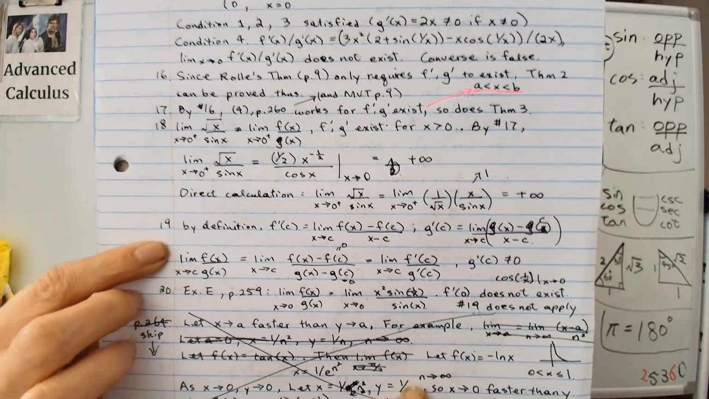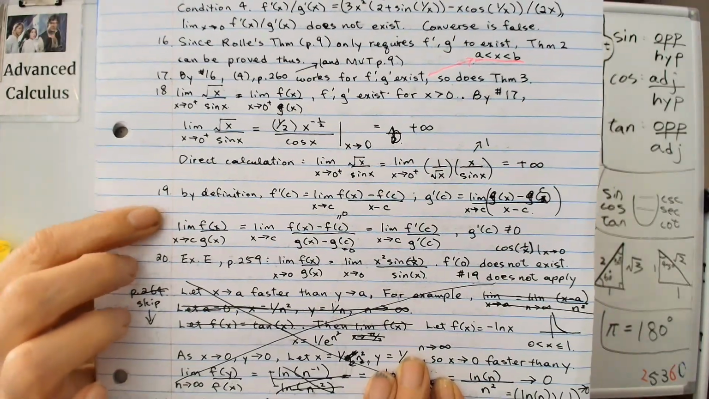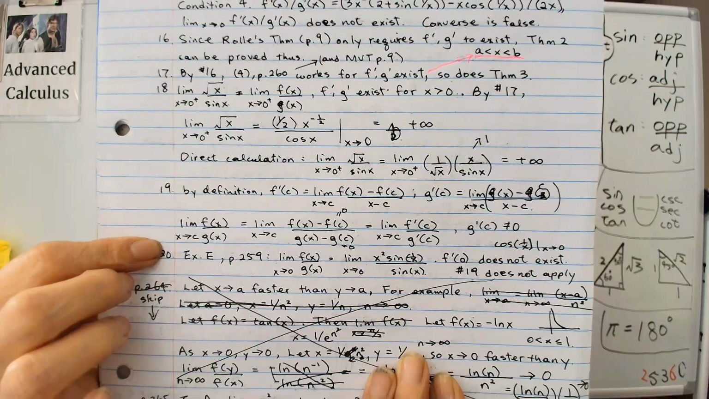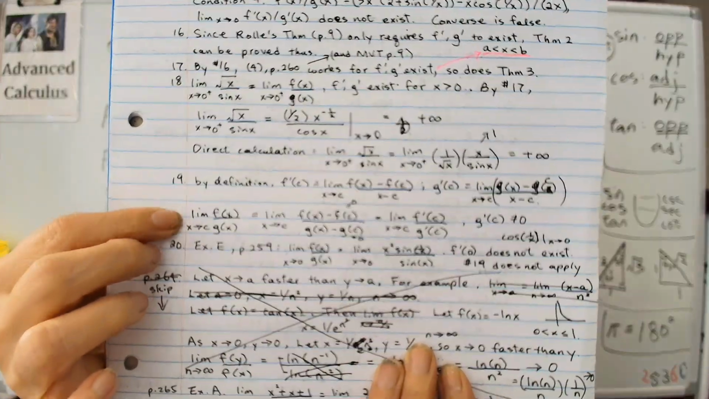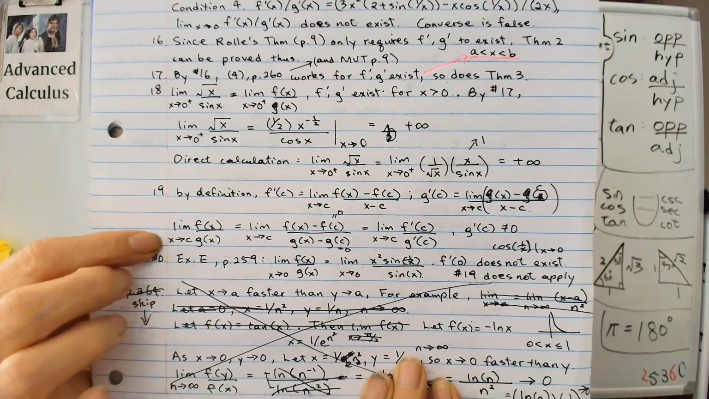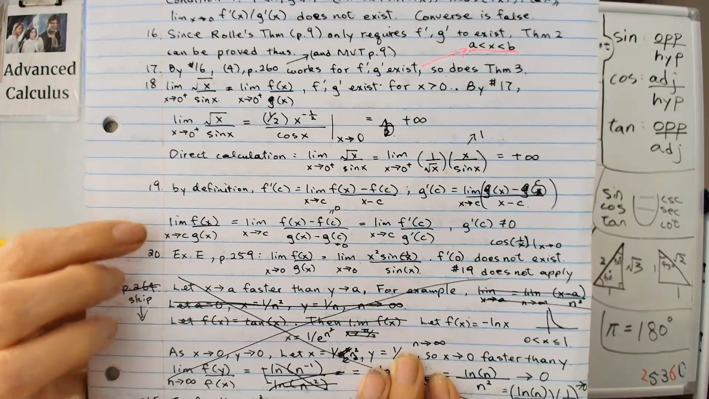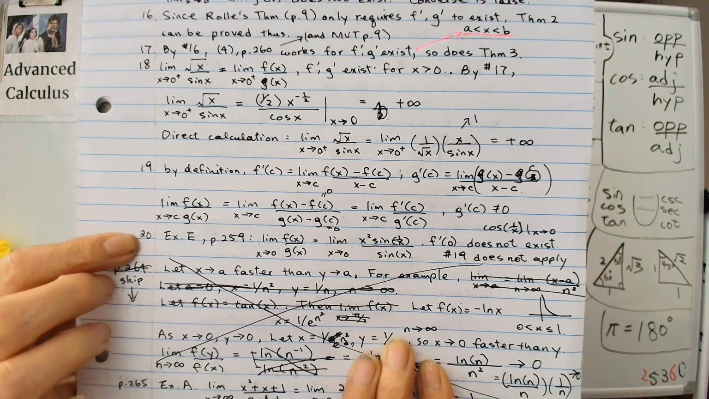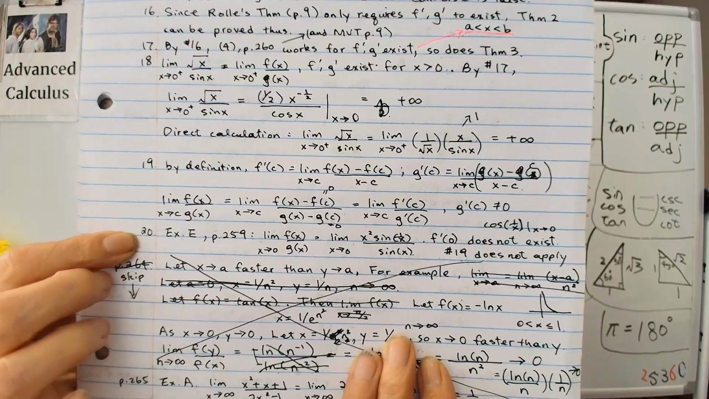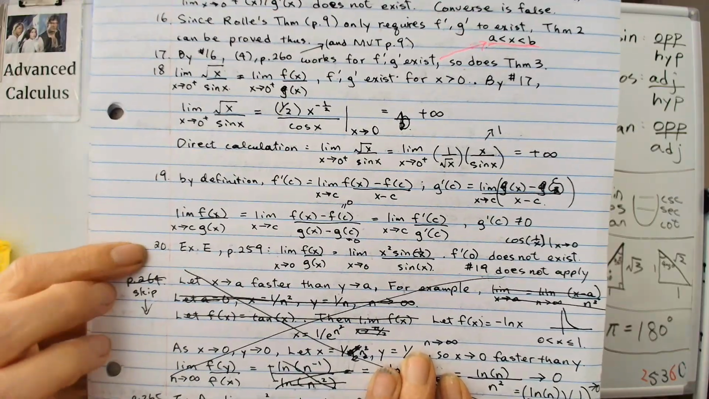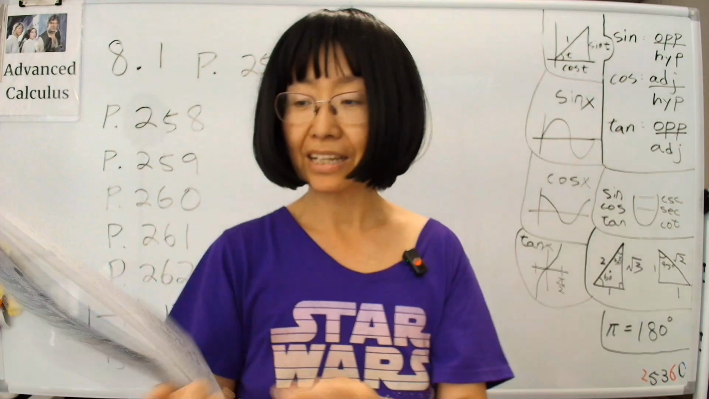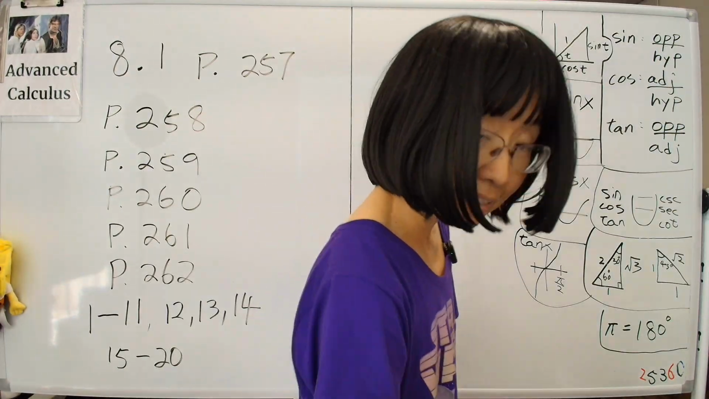And then problem 19 is again we calculate this thing, and everything comes out nicely because g prime of c is not 0. That's the main thing. And then problem 20, f prime is 0 does not exist, and therefore number 19 does not apply on example E. And that should be the end of this section.